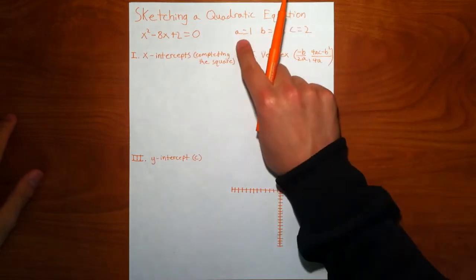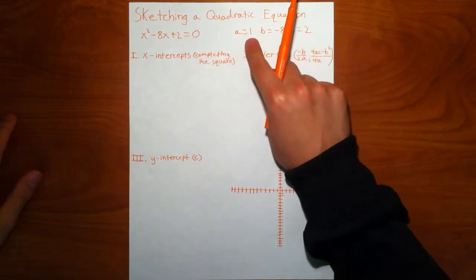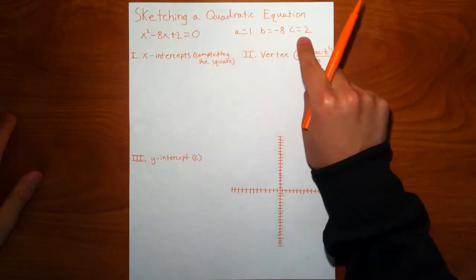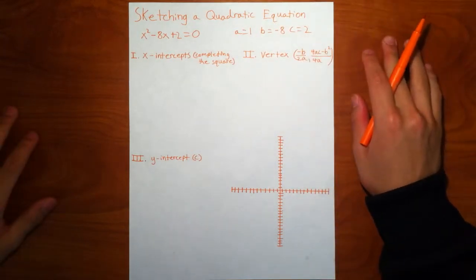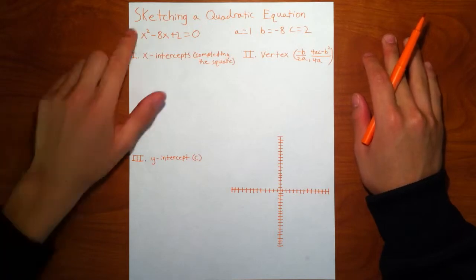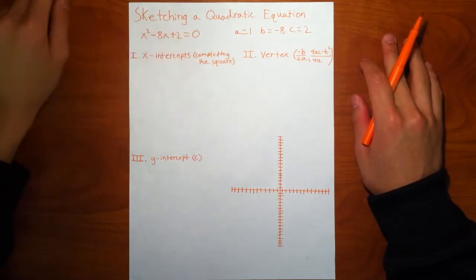So the a, the b, and the c are right here. A equals 1, b equals negative 8, c equals 2, because standard form is ax squared plus bx plus c equals 0.